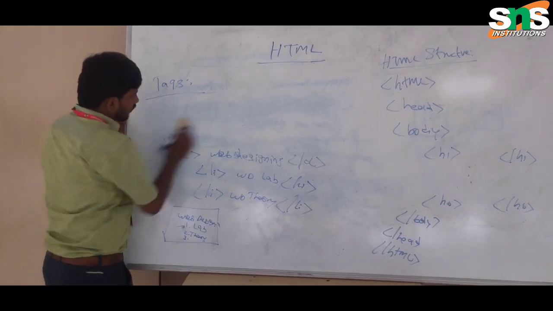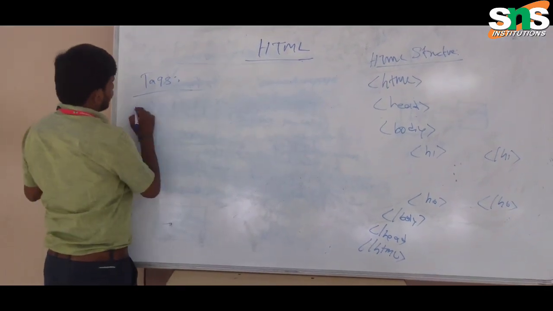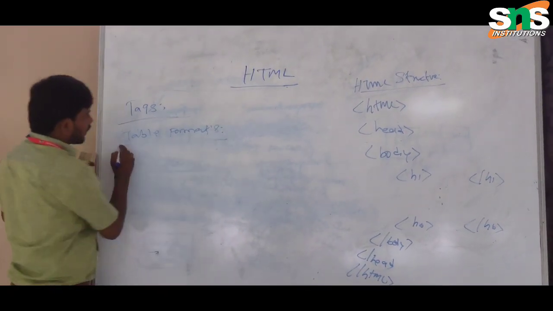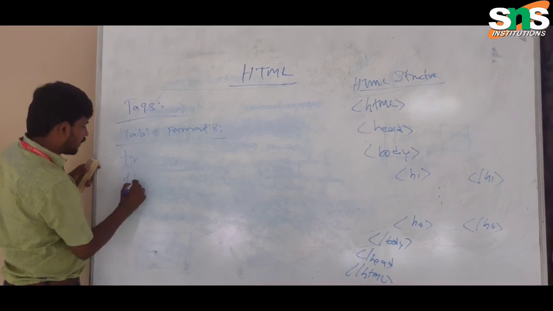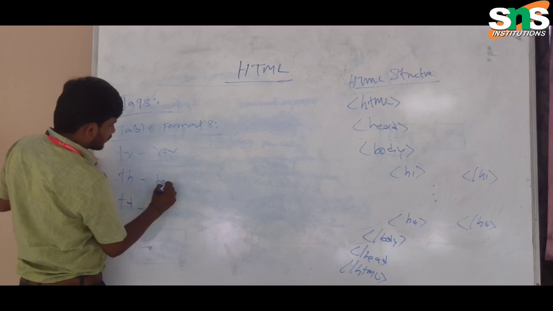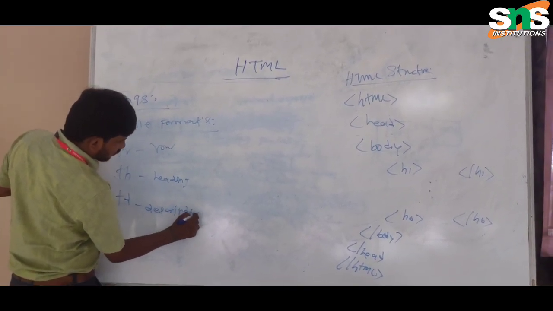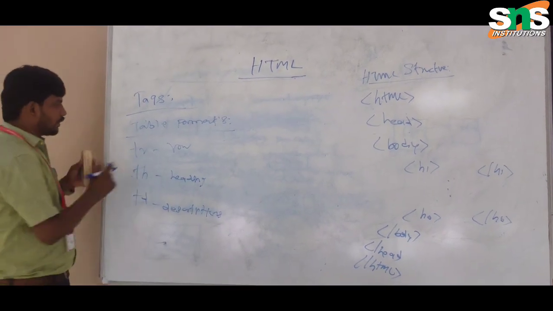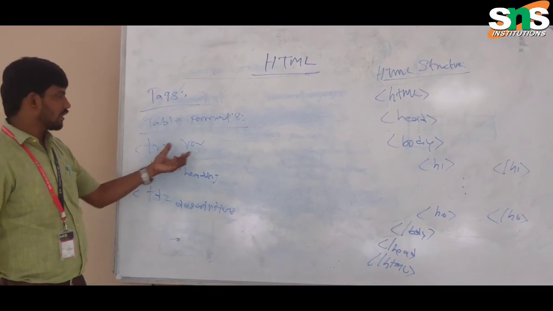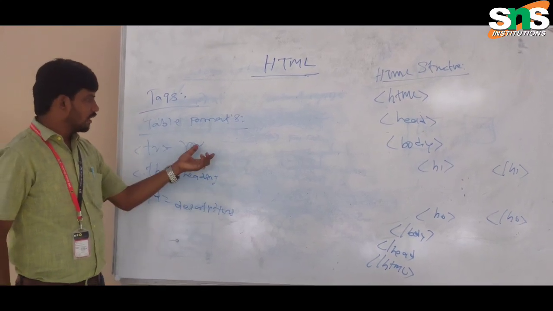Now let's see the table formats, the tags in table formats. We have three different table tags: TR, TH and TD. TR means rows, TH means heading, and TD means description. The TR tag creates the number of rows in a table, TH creates the headings in a row, and TD gives the description of the headings.